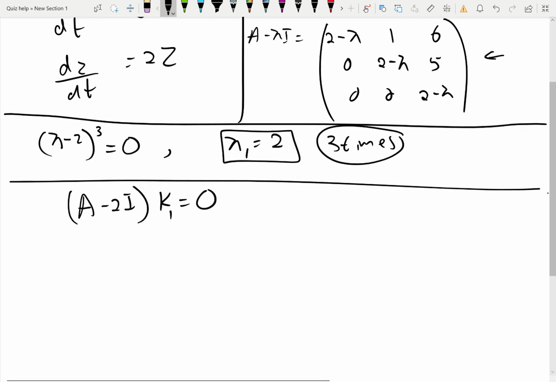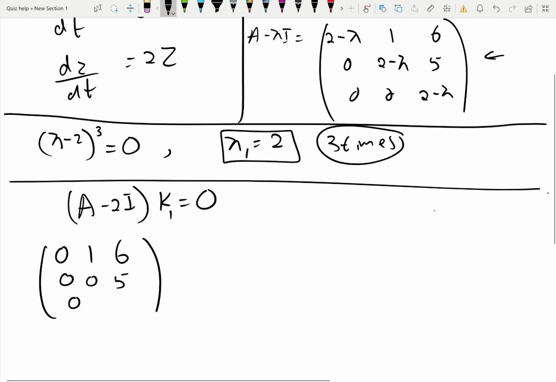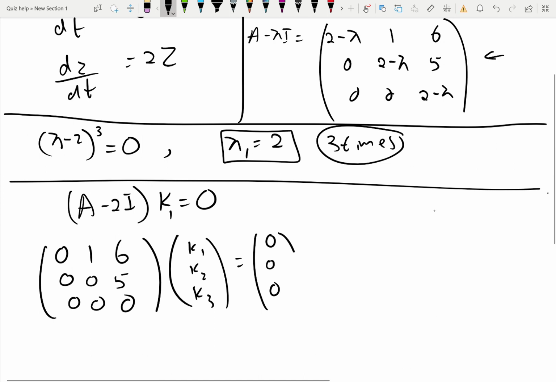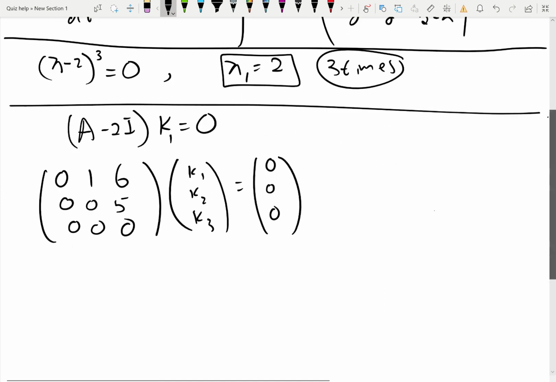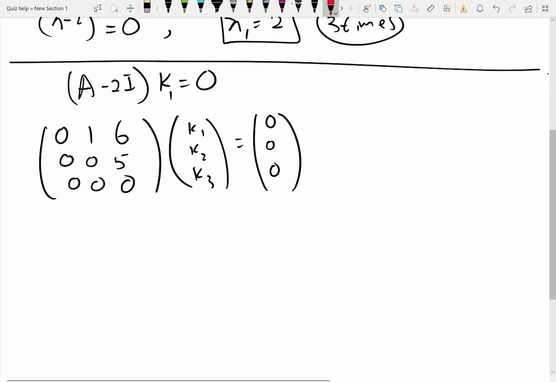You subtract 2 from the diagonal to get the A minus 2I matrix. So we get 0 1 6, 0 0 5, 0 0 0. So this is a much nicer matrix. Now you want to solve this for K1, K2 and K3. Do we need Gaussian elimination here? The problem is simple enough that we don't need it. Anyway, the pivot positions are 0, so there's no way to make those pivot positions non-zero.